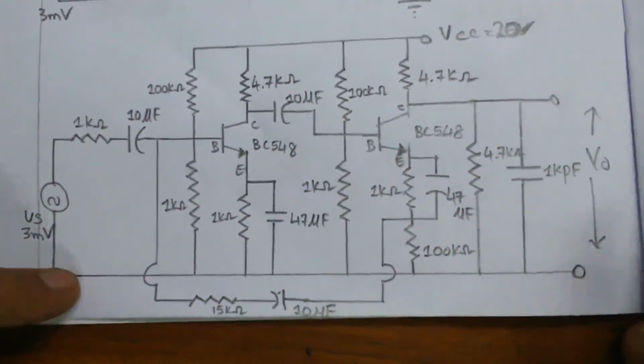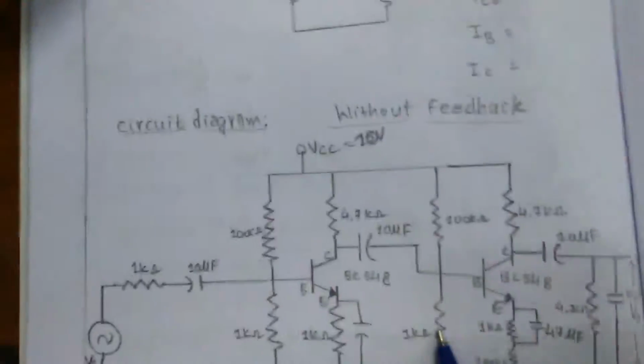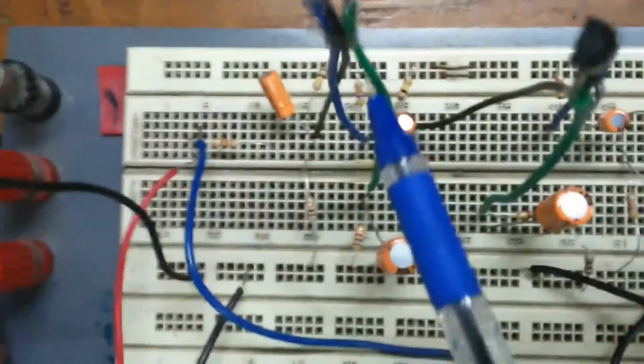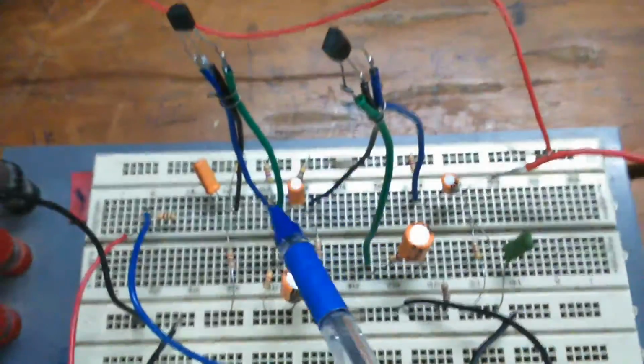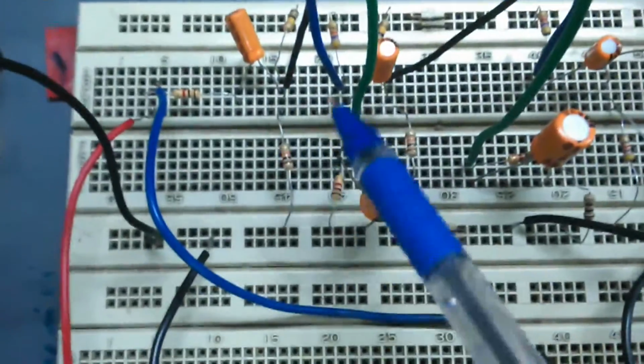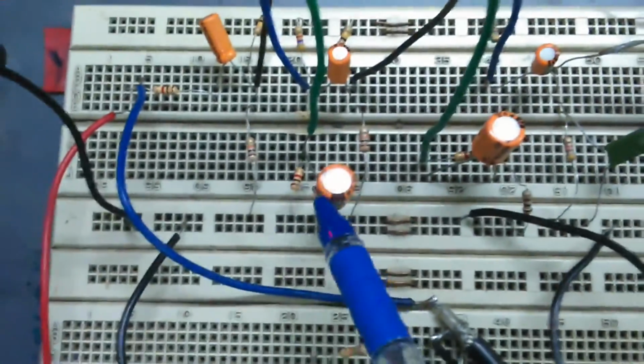Now let us look at the circuit diagram of without feedback on my breadboard. So now this is your breadboard connection. So you have RS, coupling capacitor CC1. This is your first stage of your transistor. This is your second stage of your transistor. You have R1, R2, RC1, RE, bypass capacitor.